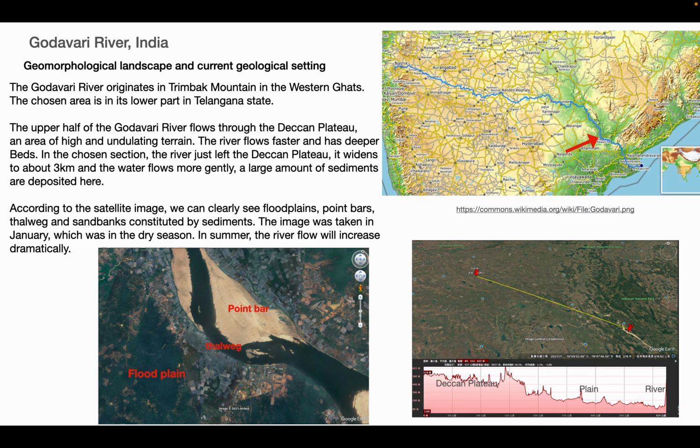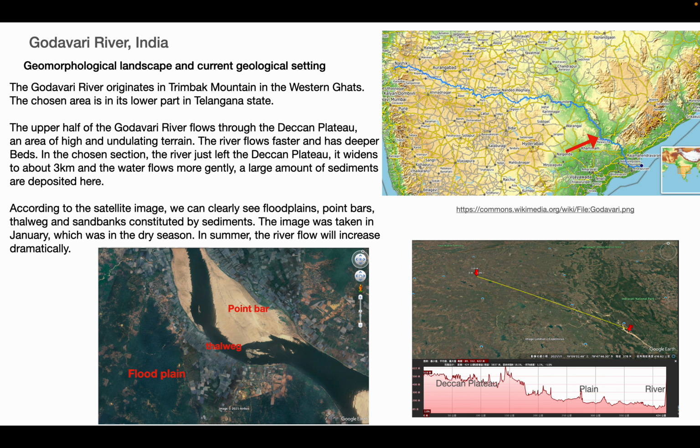The second place is the Godavari River in India. It originates in Trimbak Mountain in the Western Ghats. The chosen area is in the lower part in the Telangana state, as we can see by the red arrow in the first graph. The upper half of the Godavari River flows through the Deccan Plateau, an area of high and undulating terrain.